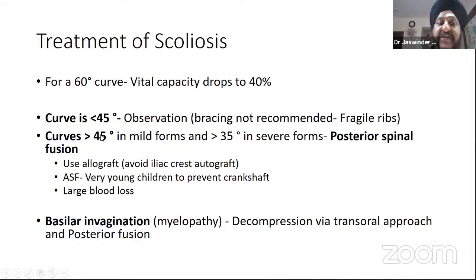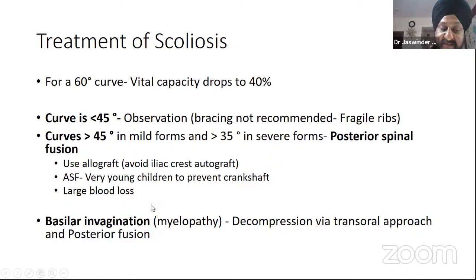In a scoliosis with a curve greater than 45 degrees in mild form and greater than 35 degrees in severe form, posterior spinal fusion is advocated. It is always advisable to use allograft, not autograft, because the quality of the bone is not very good in such children. Anterior spinal fusion is advisable in very young children to prevent the crankshaft phenomenon. And whenever scoliosis treatment is done, remember there is a large volume of blood loss. So that has to be kept in mind.